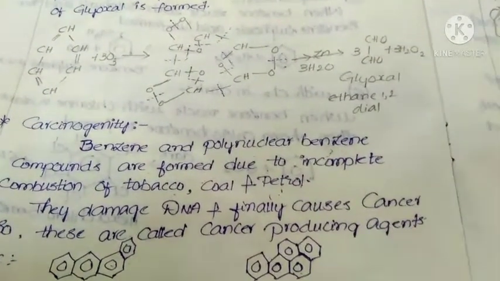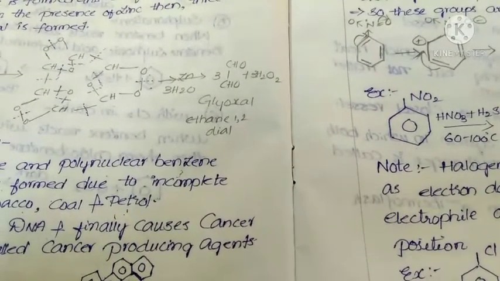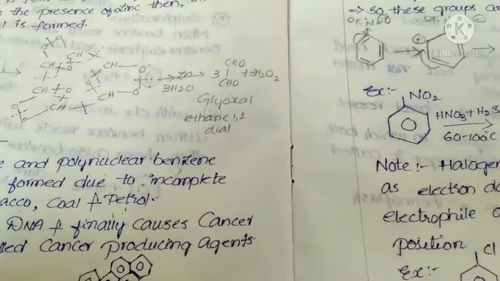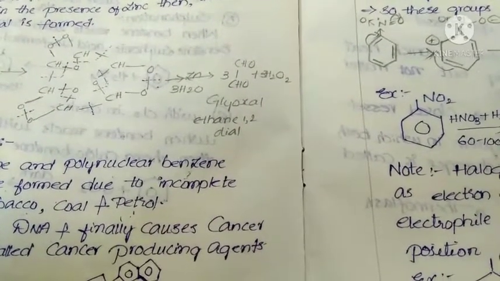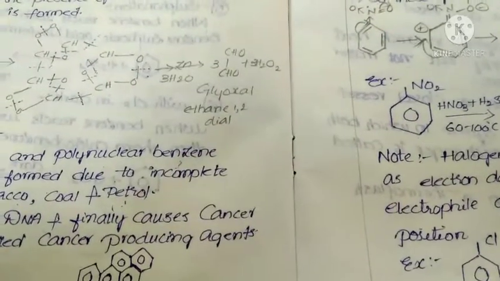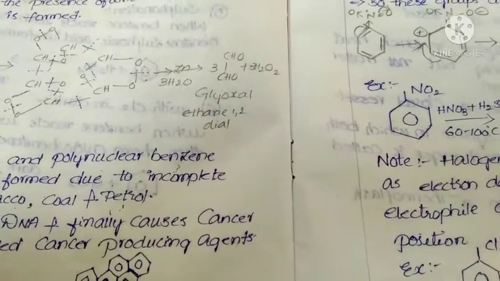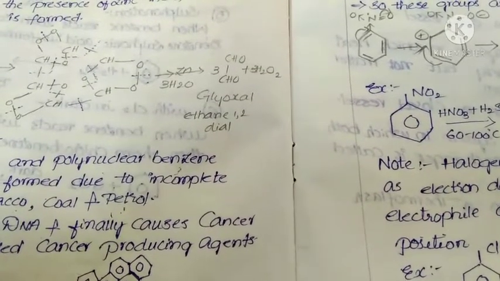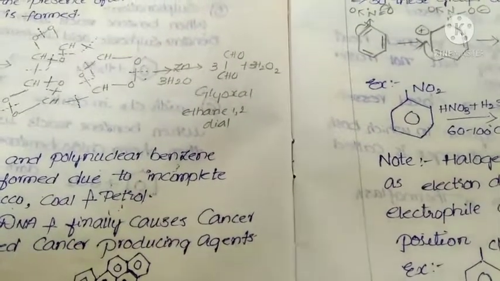So this is all about the introduction of benzene, physical properties and chemical properties of benzene. Still 2 topics are there regarding benzene. I will discuss those 2 points in live class later. This is all about hydrocarbons. This is the end of the organic chemistry chapter. Thank you.